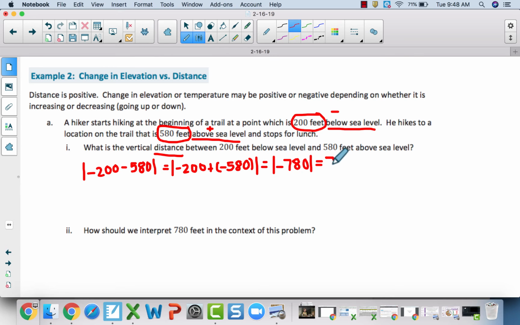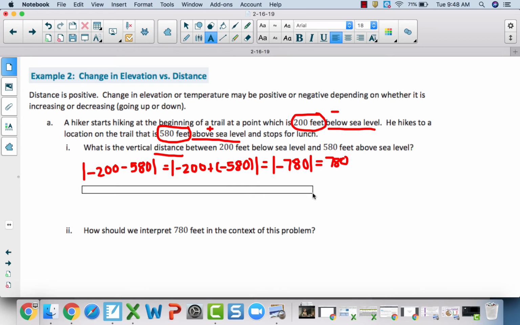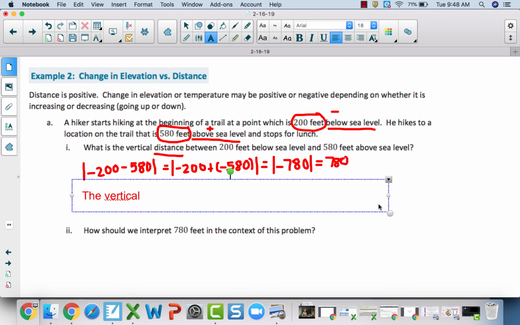So I'm going to write this in a complete sentence because it is a word problem, and that just shows a high level of commitment to quality. The vertical distance is 780 feet.